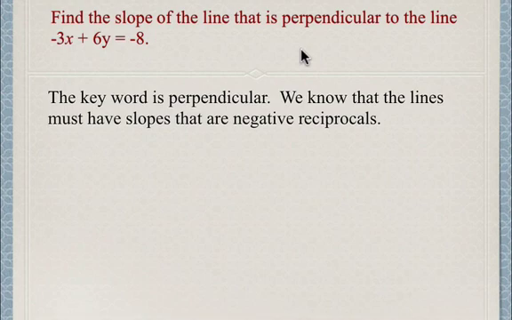And the fact that you should always consider whenever you're told that something's perpendicular or there's a right angle is that the slopes have to be negative reciprocals. And if you remember that, it's going to really help you down the road.